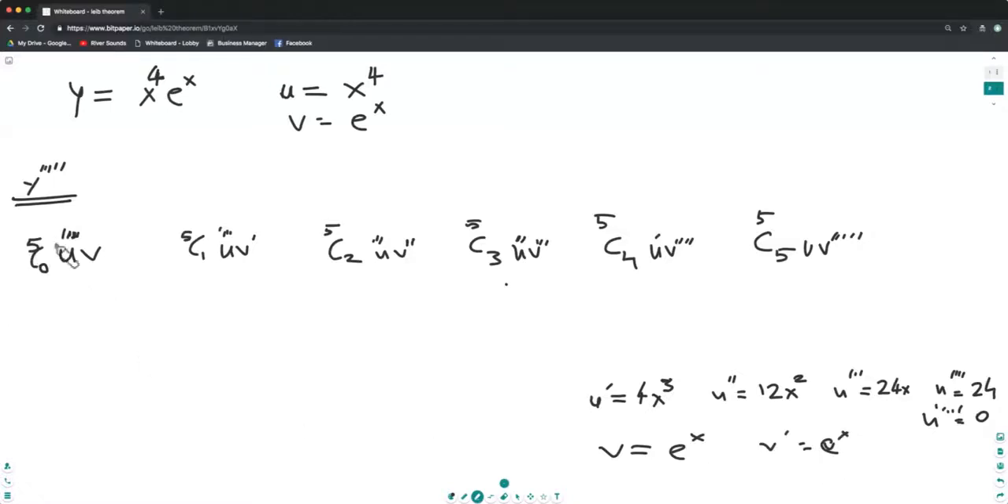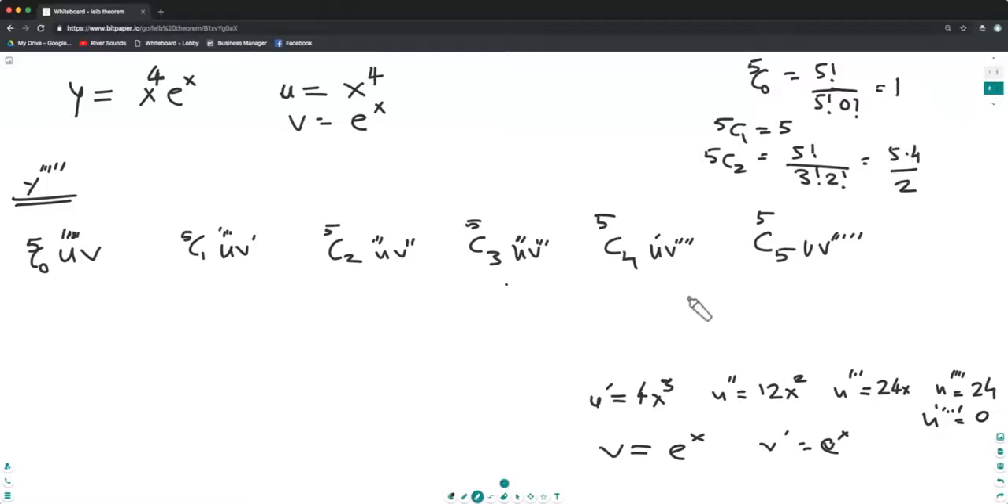So let's put in the numbers here for 5C0, 5C1, 5C2, because those are the ones you'll have to calculate. 5C0 is going to be 5 factorial by 5 factorial times 0 factorial. That's always going to be 1. 5C1, I'll leave it with you, it's going to be 5. 5C2 is going to be 5 factorial by 3 factorial, 2 factorial, so that's 5 times 4 by 2. And then the other ones are going to fall in place the way I'll show you.